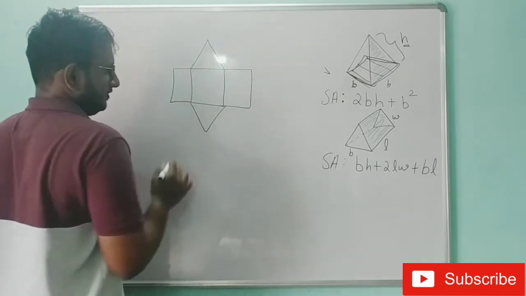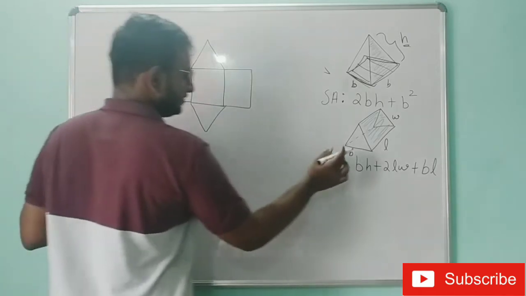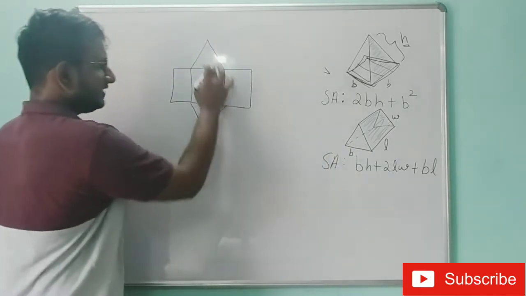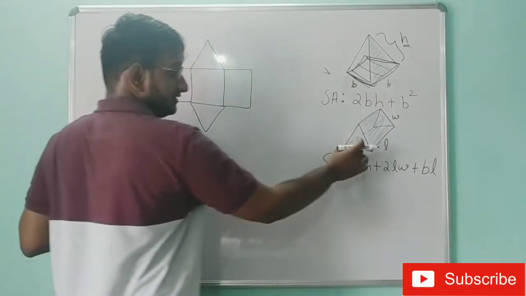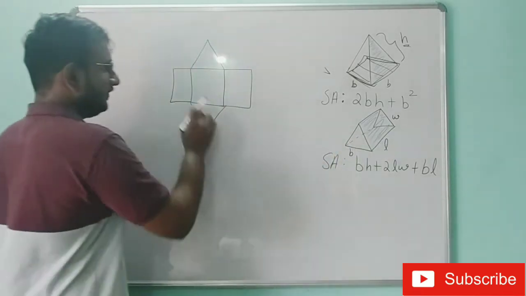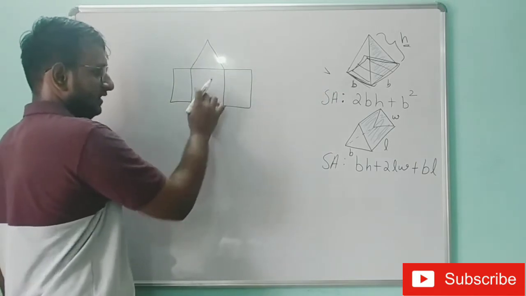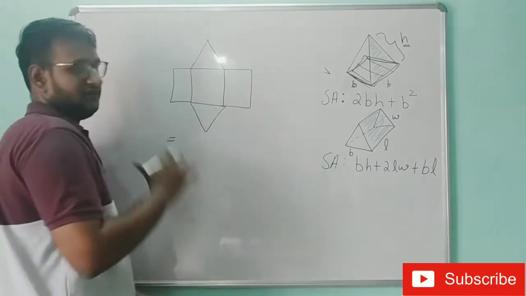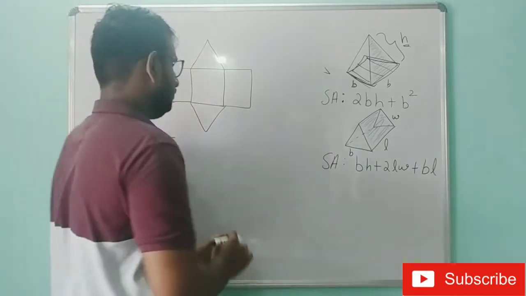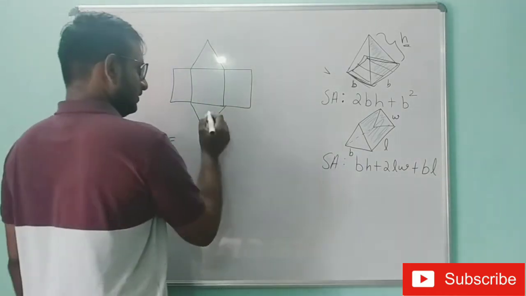I will get a shape like this. This is the base. This forms the sides, and this forms the front and back portion of this triangular prism. So if we find the area of these portions separately, we can get the total surface area of this triangular prism.